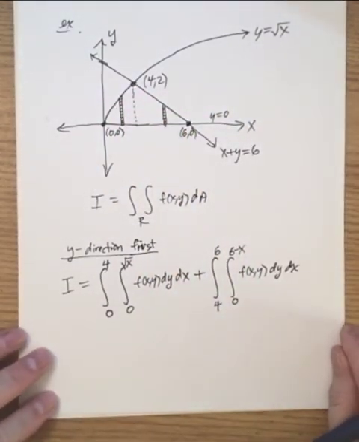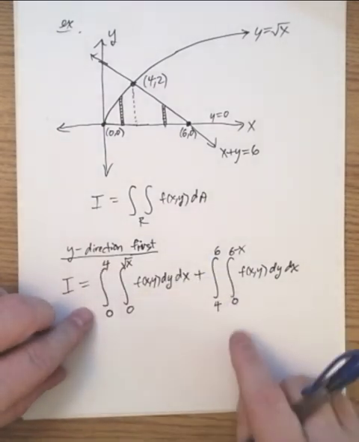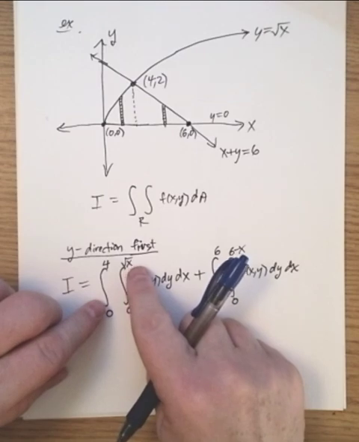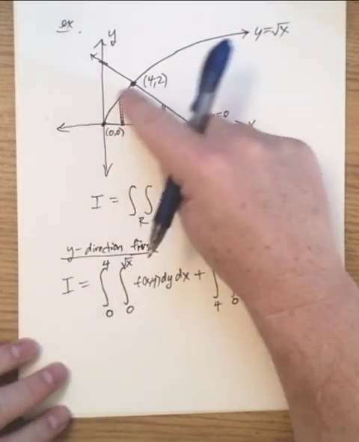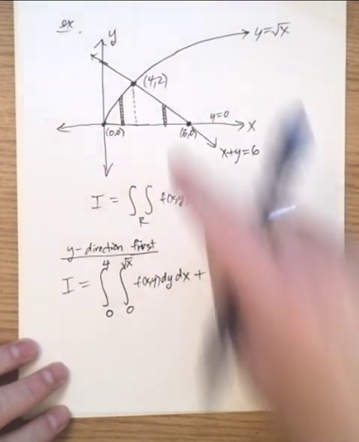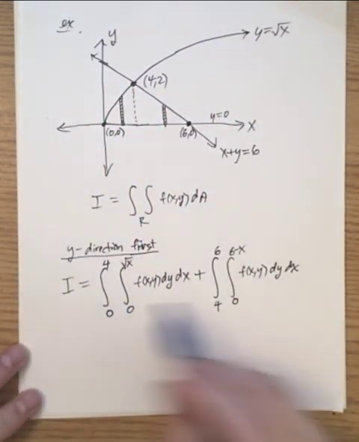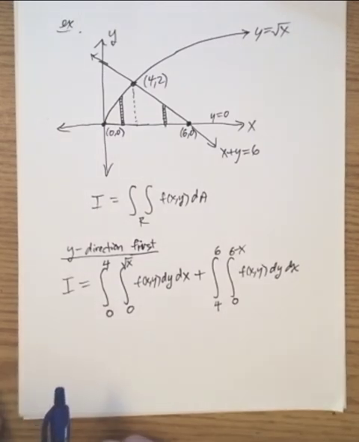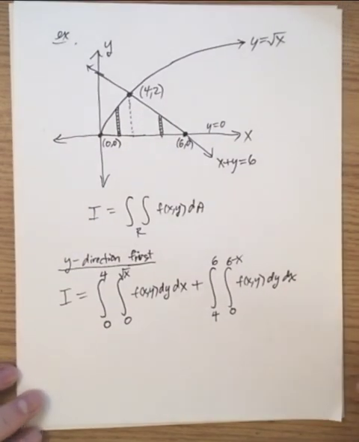Now, some fancy person might say you could go from 0 to 6 and then from 0 to g of x or something like that. But that would have to be a piecewise defined function that would be of no use in an actual calculation. So this is what you're going to have to end up doing here. Okay? All right. Let's try the next direction.